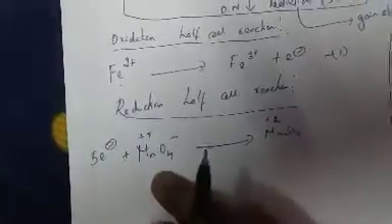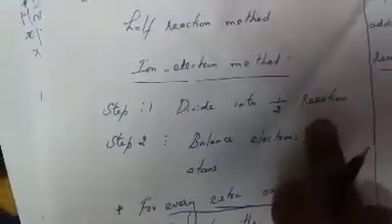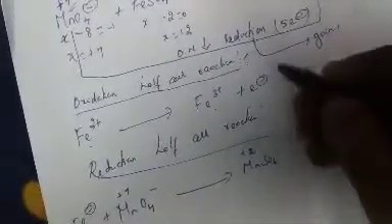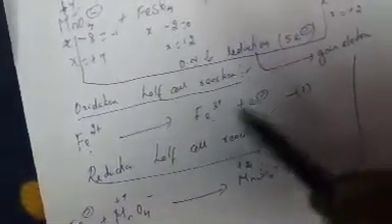After writing this, we have to find which one. In step 1, what do we have to do? The rule is to divide the equation into 2 half reactions. One is the oxidation half reaction, another is the reduction half reaction. We divide this equation into two half cells. Next, what do we have to do? Balance the electrons and atoms. In this, one Fe atom is present, and one electron. Therefore, this is balanced.